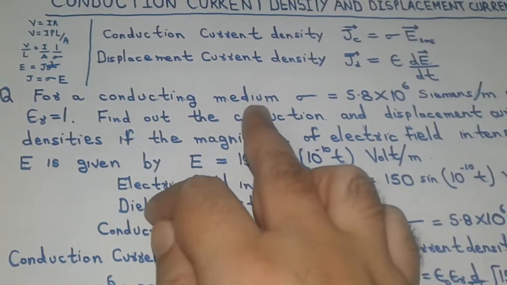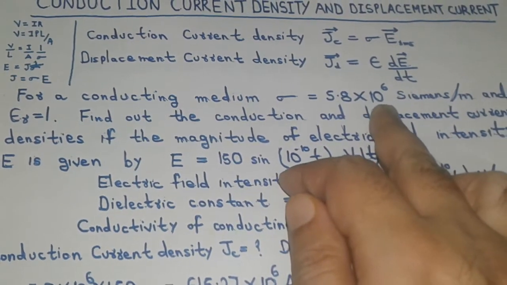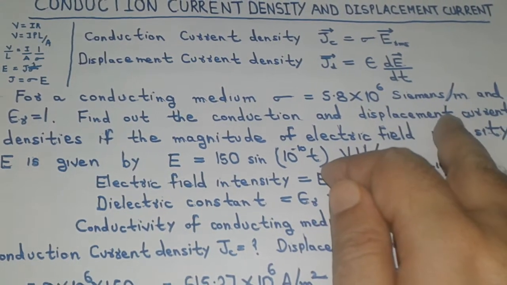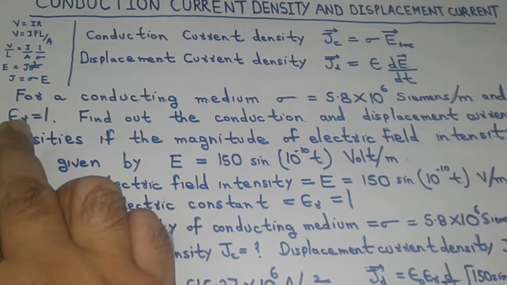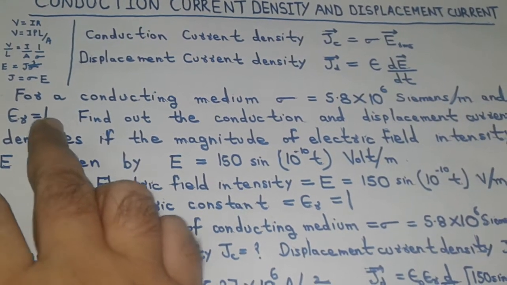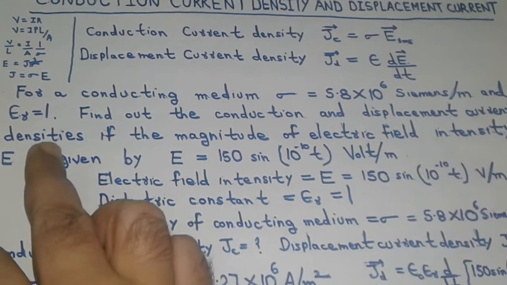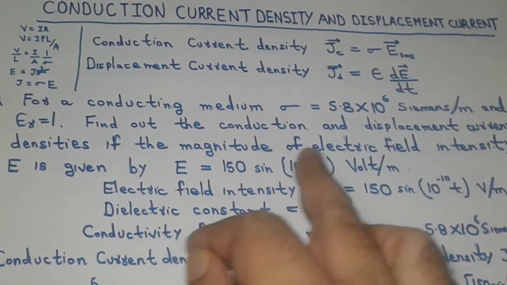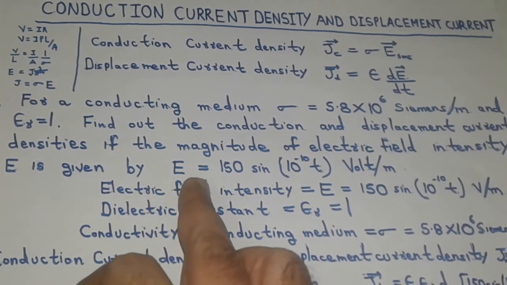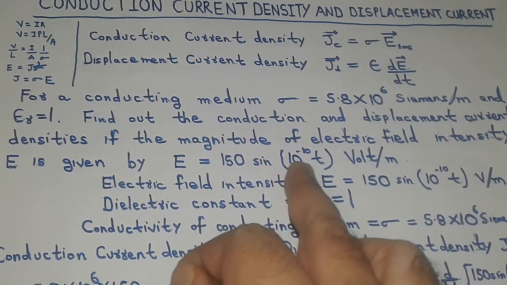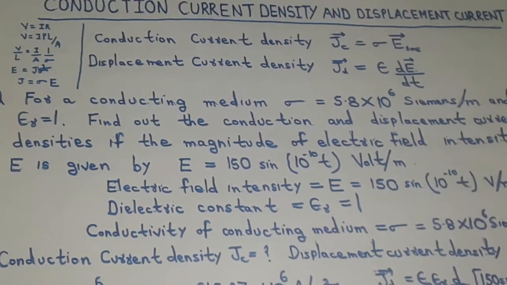For a conducting medium whose conductivity sigma is 5.8 into 10 raised to the power 6 Siemens per meter and epsilon r, which is relative permittivity or dielectric constant, is 1, find out the conduction and displacement current densities if the electric field intensity E is given by E equal to 150 sine 10 raised to the power minus 10 t volt per meter.